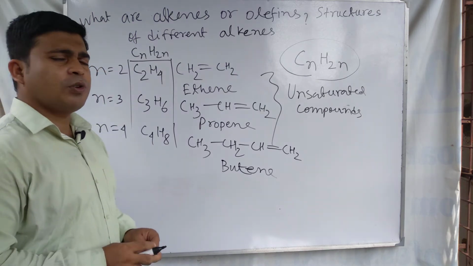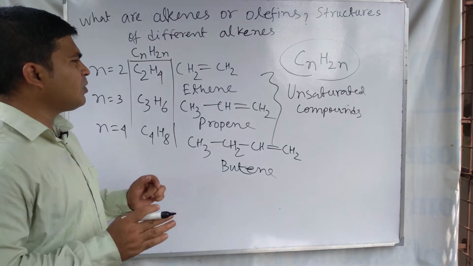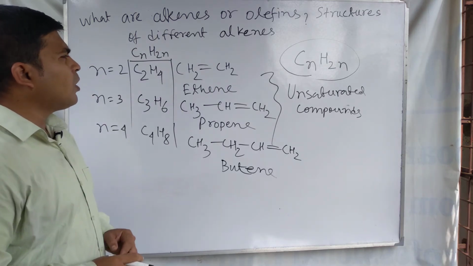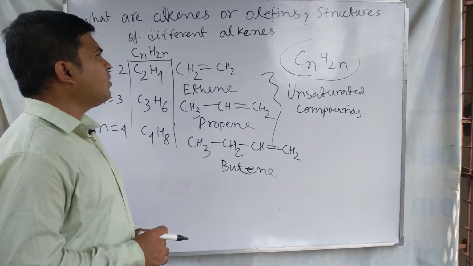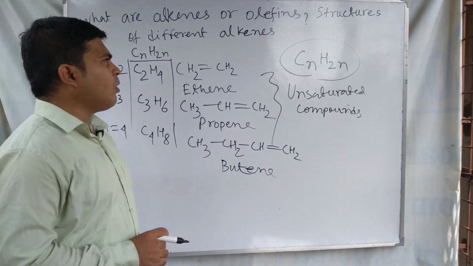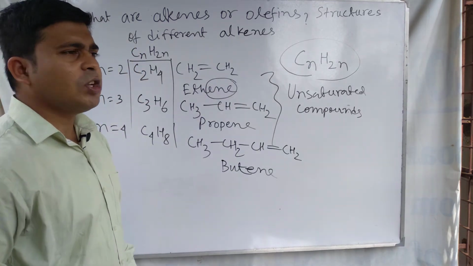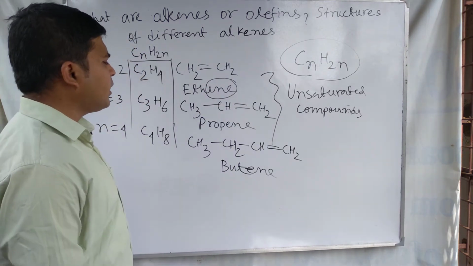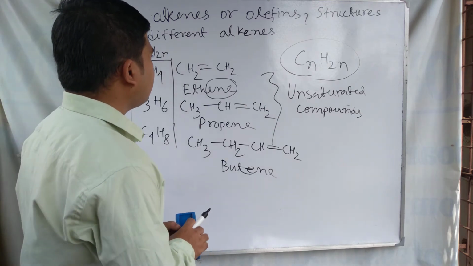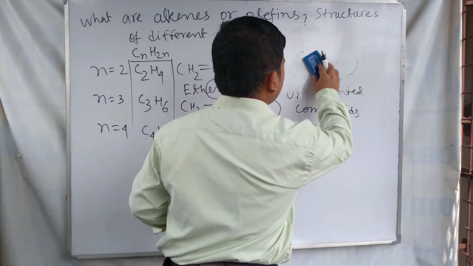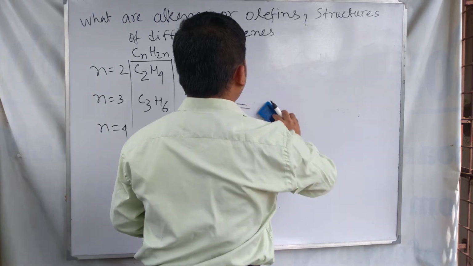These are all unsaturated hydrocarbons. A carbon-carbon double bond must be present here. It is the primary criterion for the alkene family. A double bond is required, and the suffix used for the alkene family is -ene.